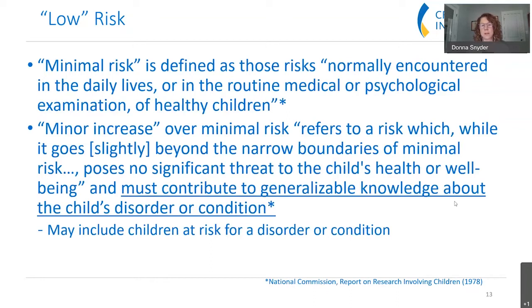So what does this second criteria mean? So when we apply this minor increase over minimal risk threshold within a protocol, we want this level of risk to only apply to children who have a disorder or condition. So a healthy child could not be exposed to a minor increase over minimal risk. And we want that test to contribute to generalizable knowledge about the child's disorder or condition. So often the question in the protocol is if we, for example, test this particular drug to look at the PK of this product in this condition, might we be able to use that information for a future study to actually study this product in kids where they might benefit.